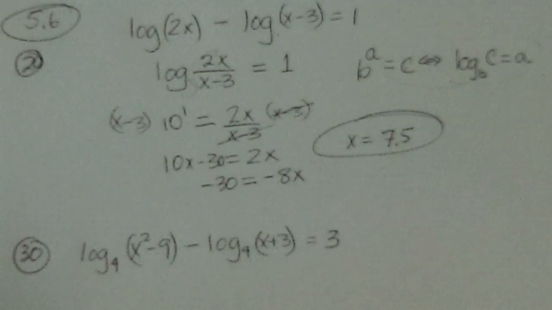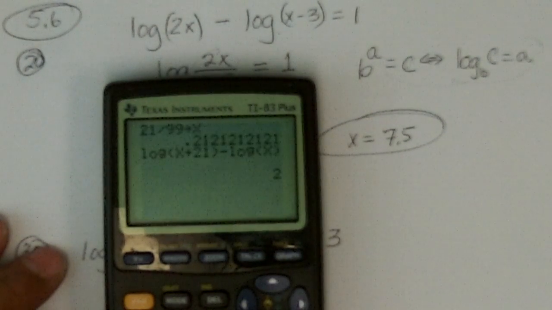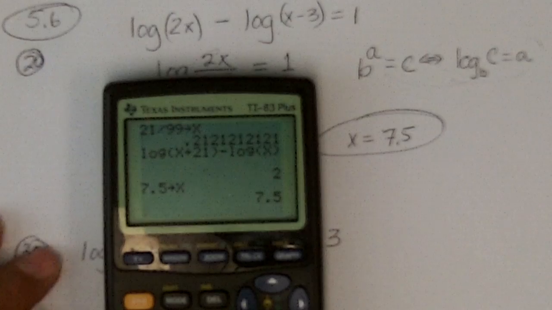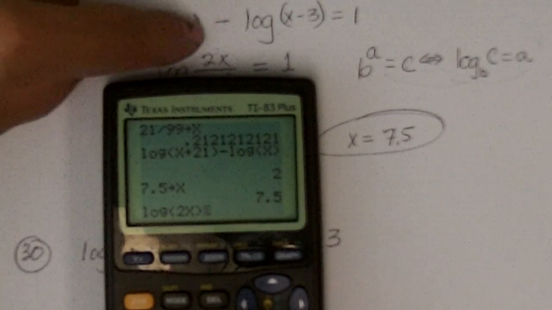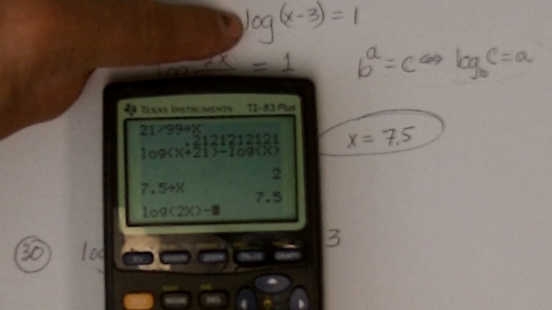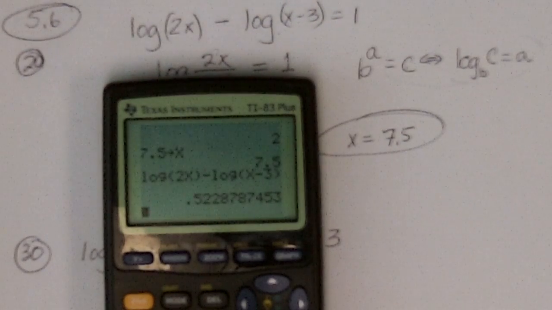Now let's check our answer. So I'm going to turn my calculator on and put 7.5 and store that in x so that I can just type log of 2x, close parenthesis, minus log of parenthesis, x minus 3, close parenthesis, and it's supposed to come out to be 1, and it didn't. So I've got something wrong here.